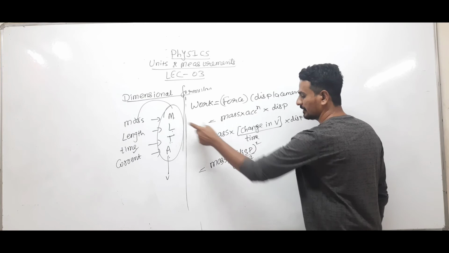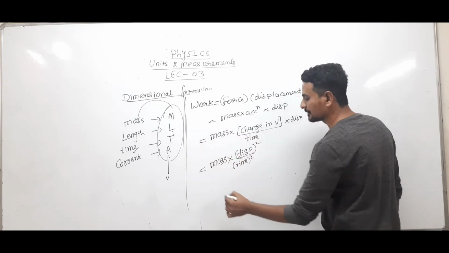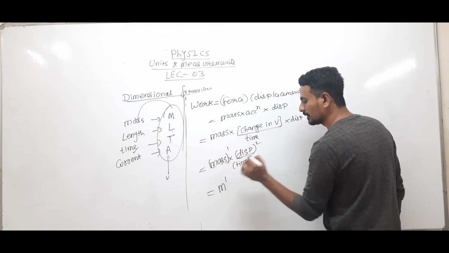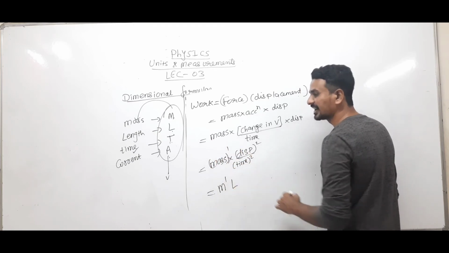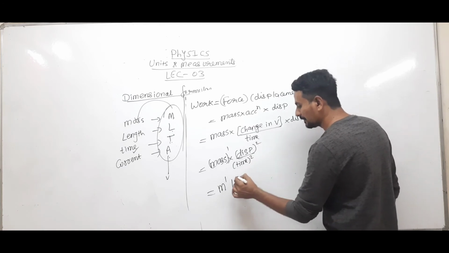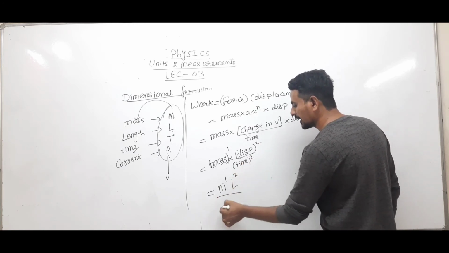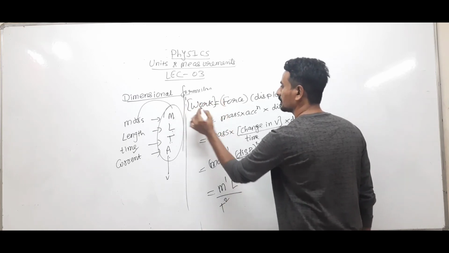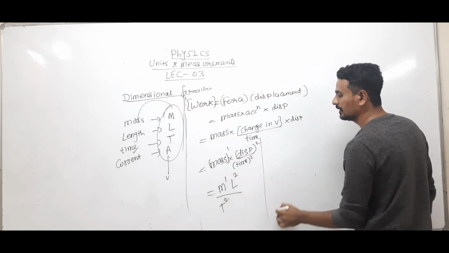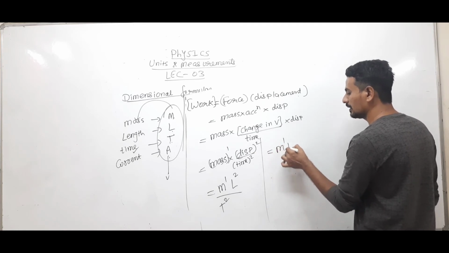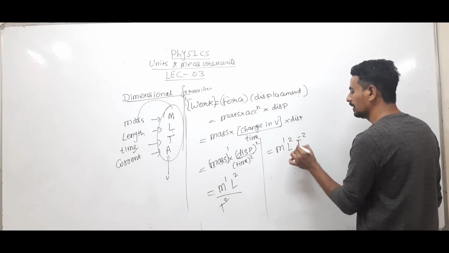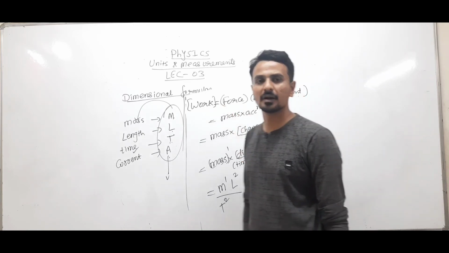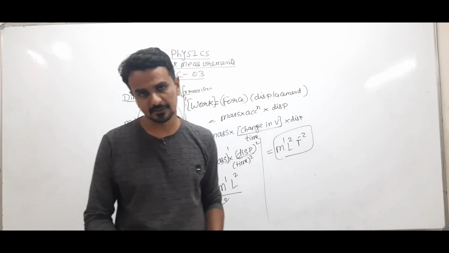Displacement, that means length, yes. Time, yes. Now write the dimension formula. Mass M, power is 1. Displacement, that is length, power is 2, upon time, that means capital T square. This should be placed in a square bracket. So it will be [M1 L2 T-2]. Got it? This is the dimension formula for work done. 1, 2 and minus 2 are the dimensions of work done.